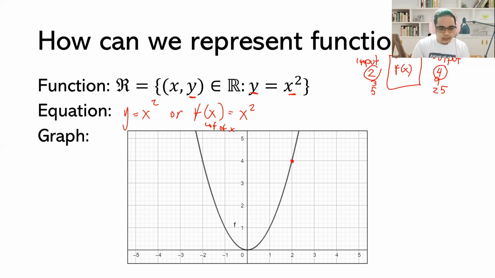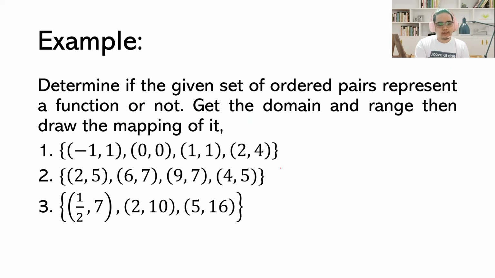Di ba? Pag negative 2 naman, 4 pa din. No? Kasi pag nilagay natin yung negative 2 dyan, negative 2 times negative 2 is positive 4. So collecting all those input and output, so yung ordered pair na siya, lahat ng yun makakabuo siya ng ganyang graph. Okay? And then, let's have an example. So determine if the given set of ordered pairs represent a function or not. Okay? So yun muna. Yung number 1, kung makikita natin yung number 1, of course, it is a function.